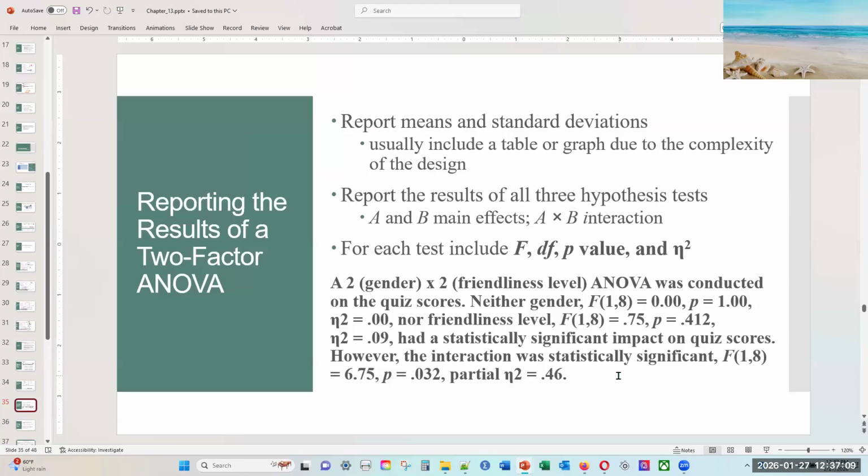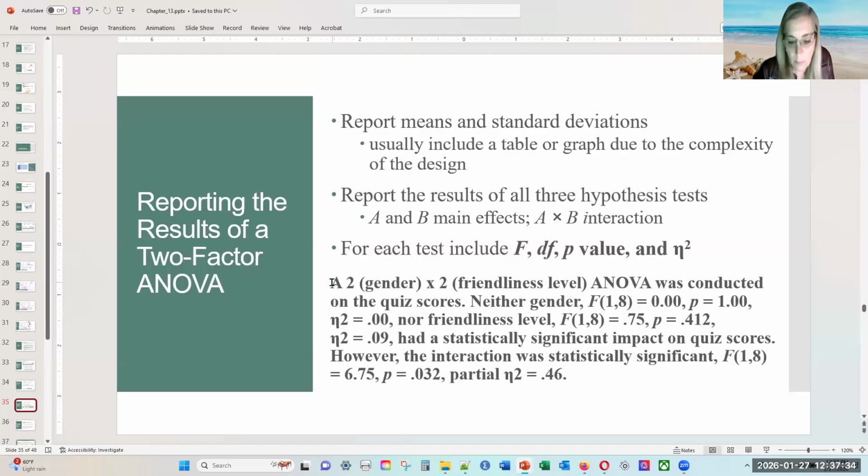All right, so we also need to report factorial ANOVAs using APA format, and we can see an example of it here. First, you have to report the means and the standard deviation for each of the groups, for each of the factors, and then report the results for all three hypothesis tests. For each, you include the F statistic, degrees of freedom, p-value, as well as effect size.